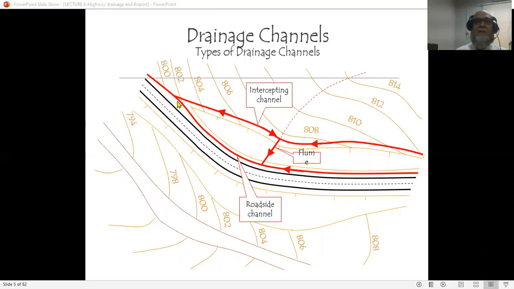So remember, this channel should be wide enough not only to take care of the water from this road surface, but also to take care of the water coming from adjacent buildings or land towards the road. So the point where the side drain, the roadside channel, meets with an intercepting drain, we call this the toe of a slope channel.